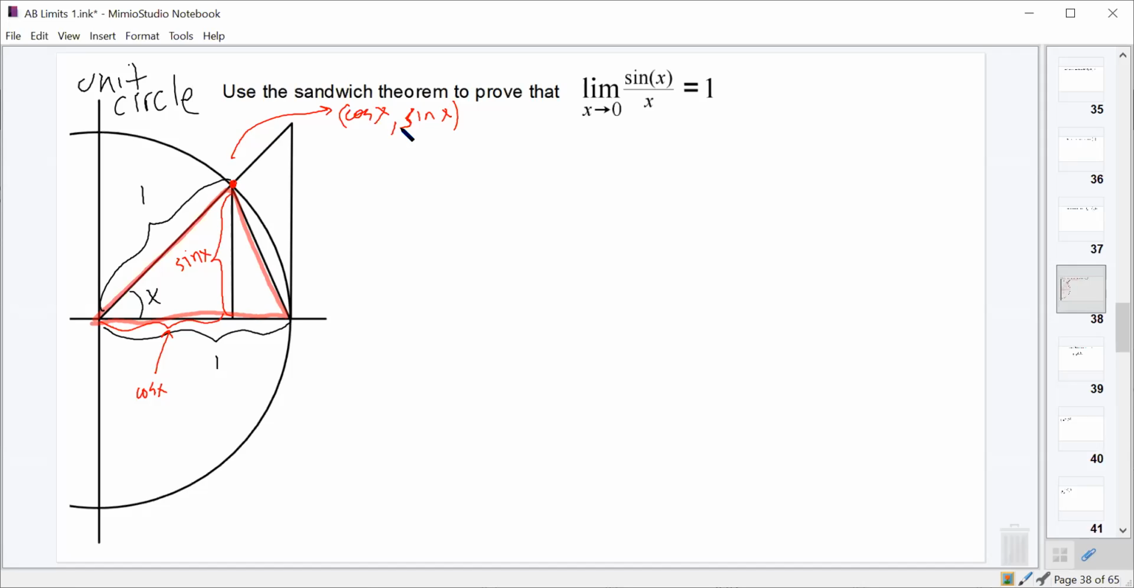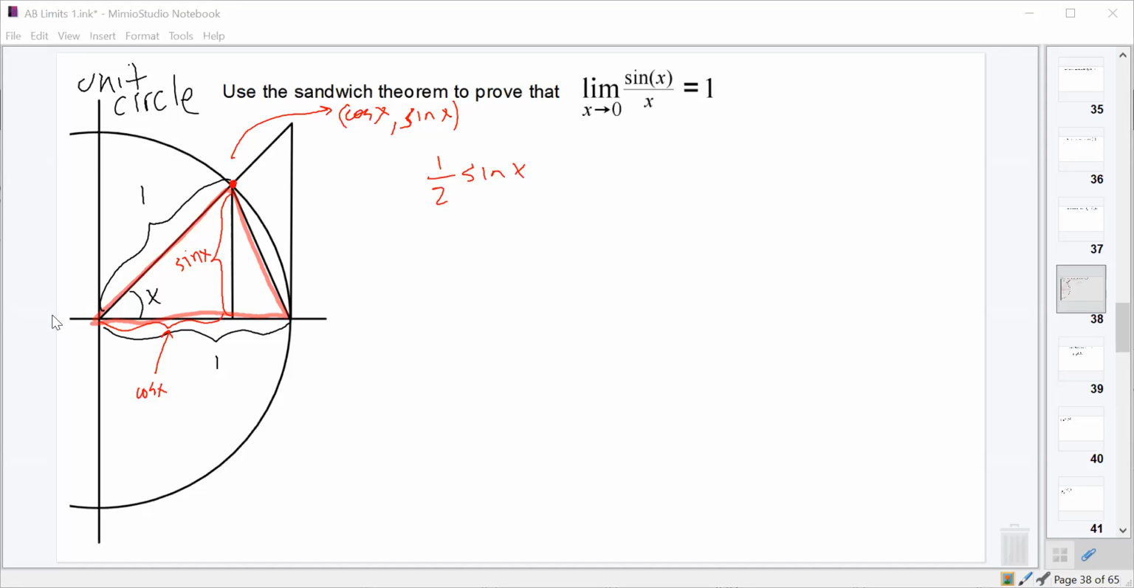Now, let us find the area of that triangle. What is the area of the triangle that I've outlined in red? Sine x over 2. And how did you get that? Just one half base times height. The base is 1 and the height is sine x. So there we go, one half sine of x. Everybody agree that that is the area of the red triangle? Yes. Okay.